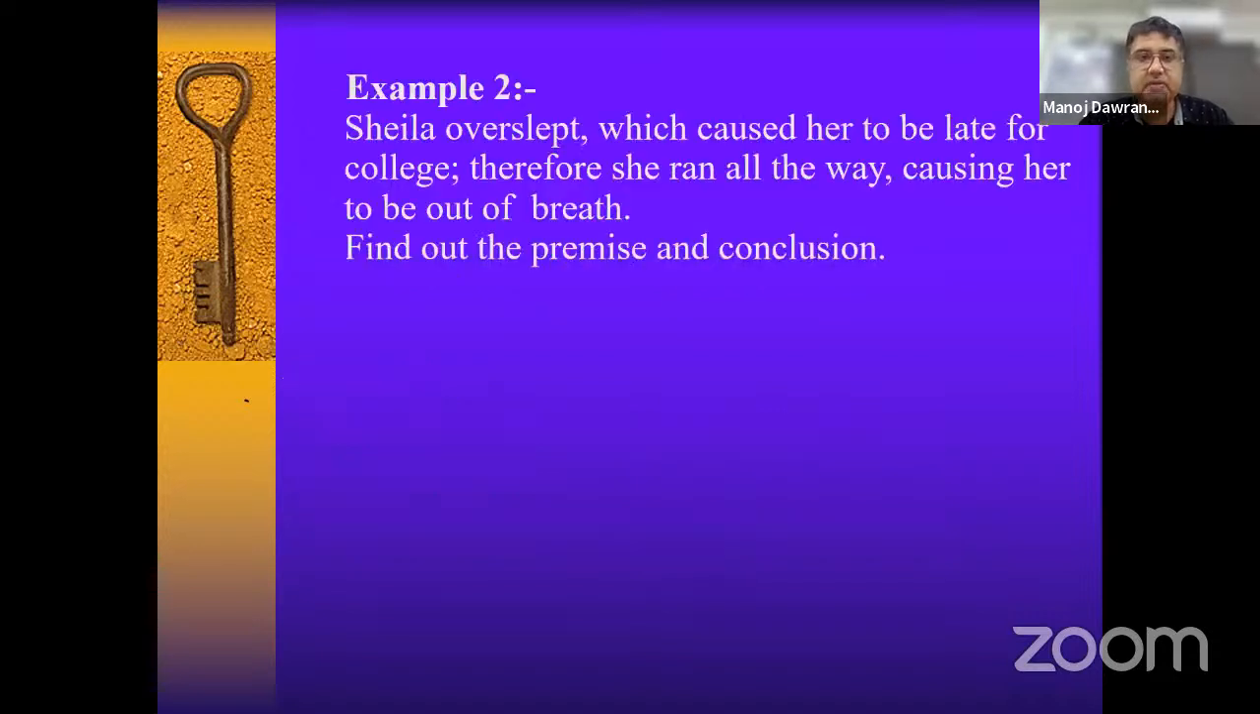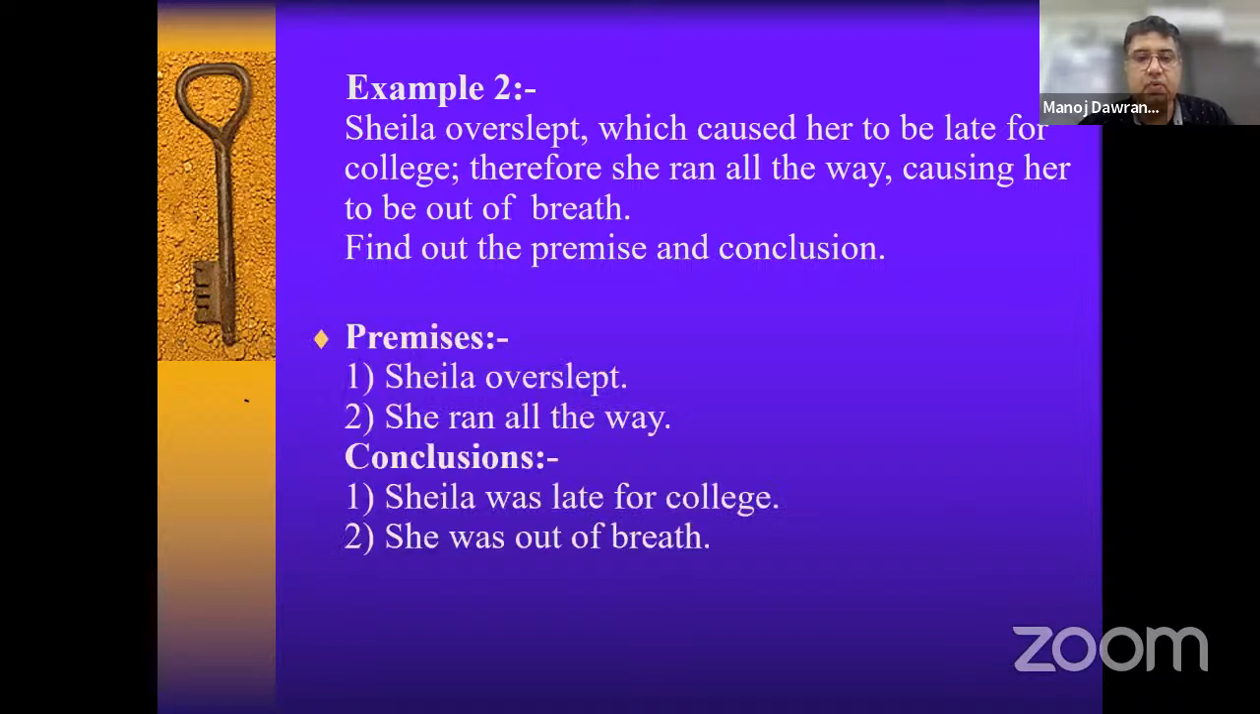Okay. Look at this. Sheila overslept, which caused her to be late for college. Therefore, she ran all the way, causing her to be out of breath. Now, look at it. Somebody overslept, because of which that person was late for college. So, overslept happens to be the premise. Okay. Being late to college happens to be the conclusion. Okay. Then she ran all the way. Again, that is a premise, which is leading to the fact that she is out of breath. So here we have two premises and two conclusions.